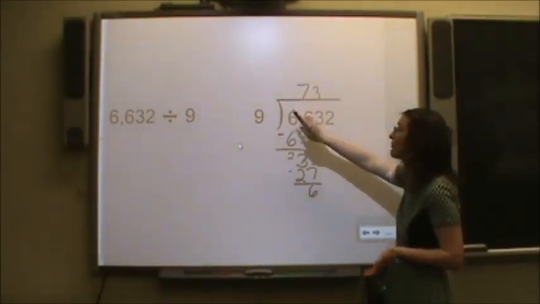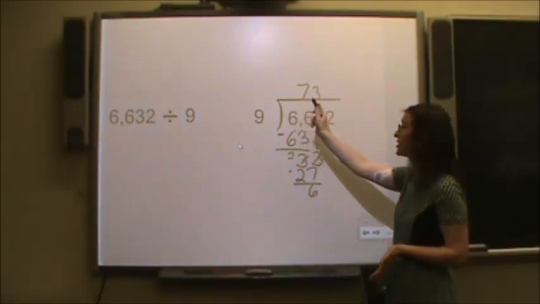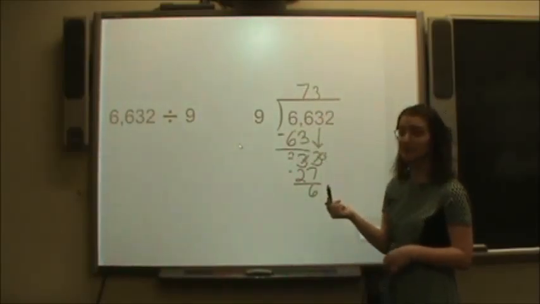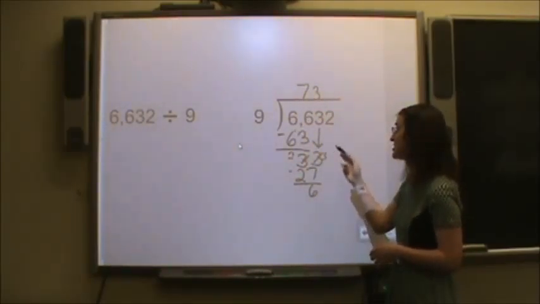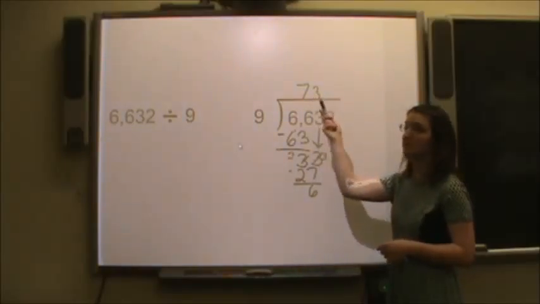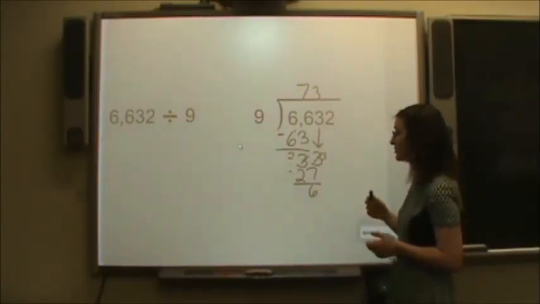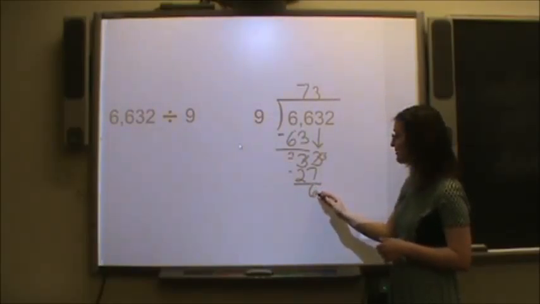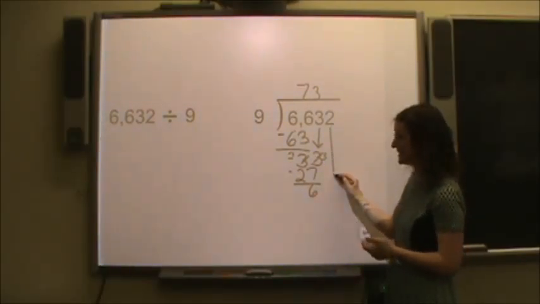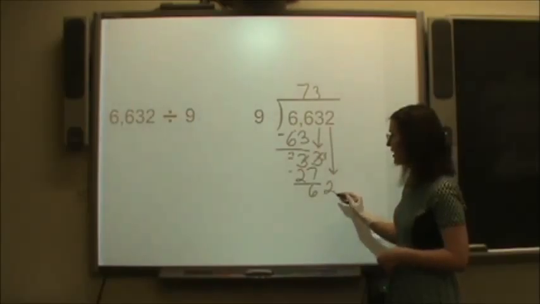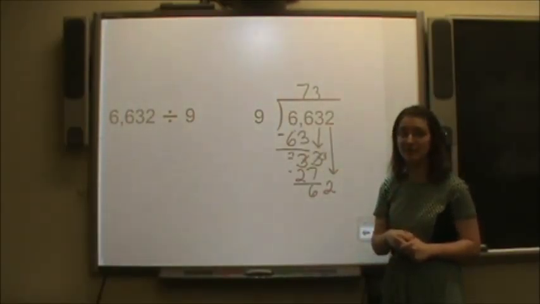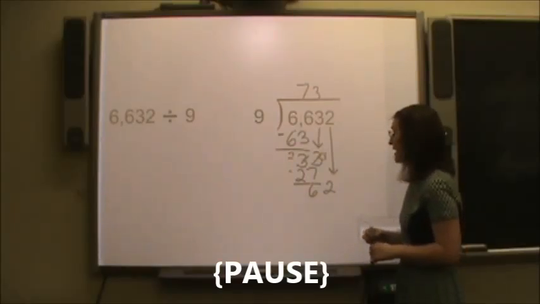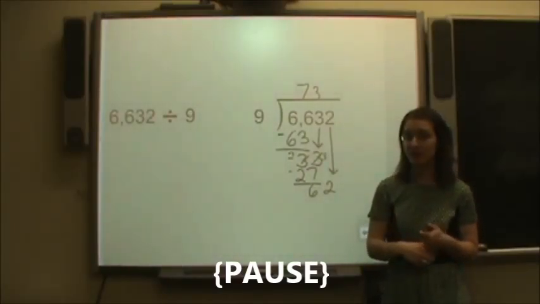So it's saying so far we have 730 groups. So when we did the 700 part, how many did we take away from the dividend when we had 700 groups of 9? And how many did we take away from the dividend when we had 30 groups of 9? So we've left off, we have 6 down here, or technically 60, so we're going to pull down our 2 and ask ourselves, 9 times what equals 62? Or how many times does 9 go into 62? And you're going to pause your video and do that now.